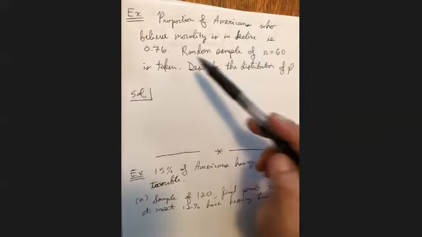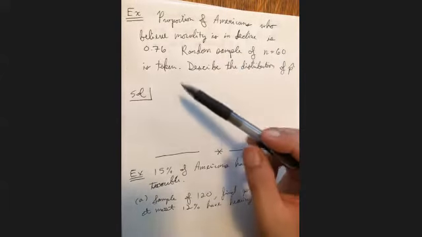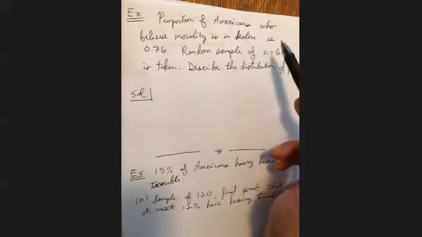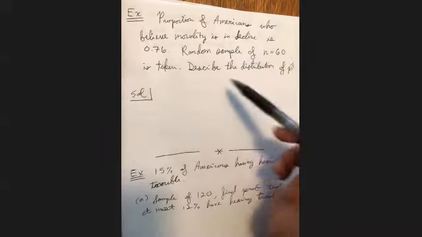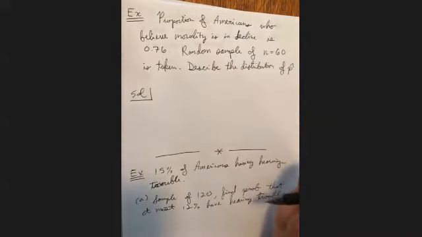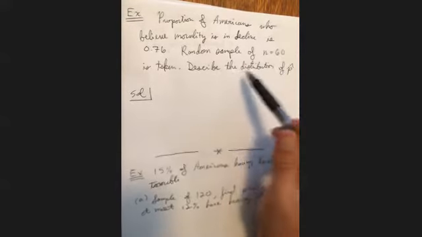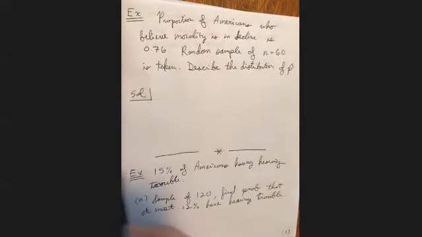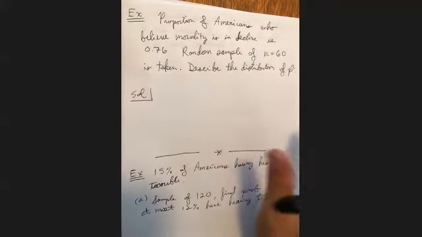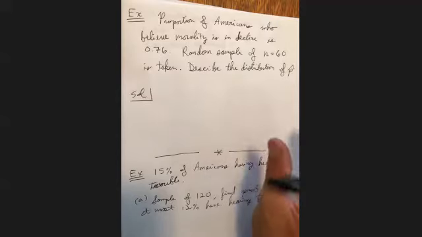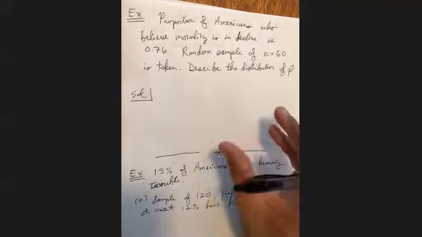From that population, we take a random sample of 60 people, and we are interested in what is the shape of the distribution for this particular estimator. Okay, so here we're not looking at one specific sample. We're just interested in what is the likelihood, what are the likely characteristics of the sample that we take.